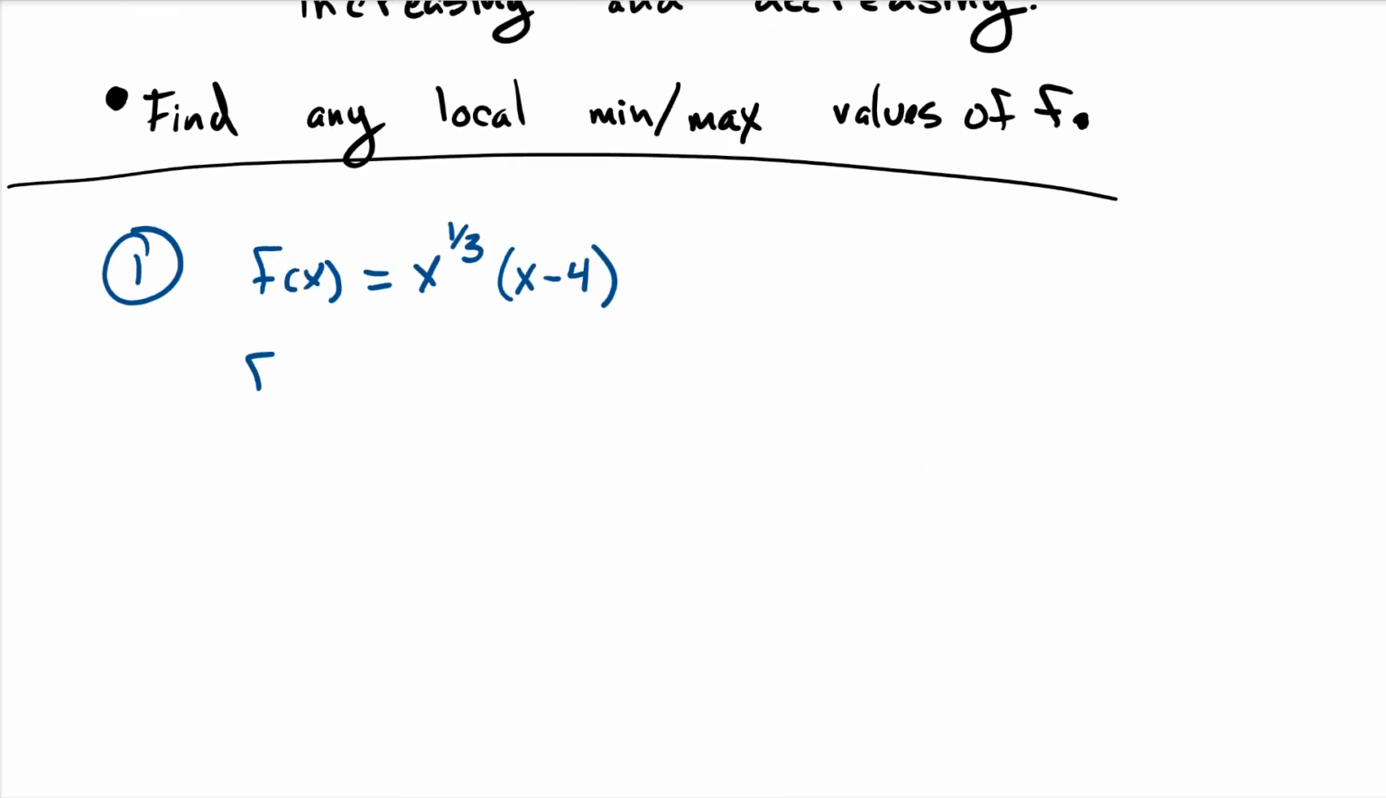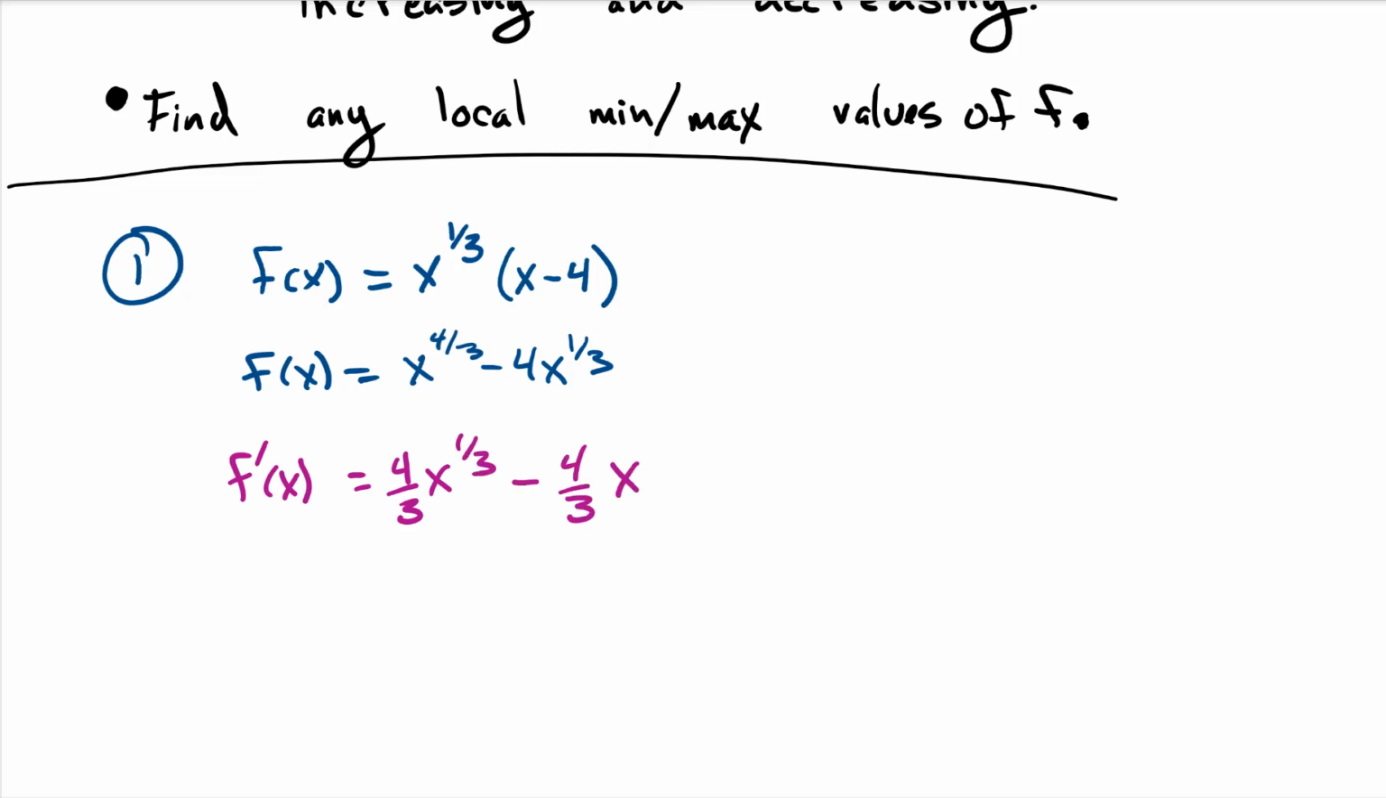I don't want to do a product here, so let's just do a little bit of algebra, bring it in, and we get x to the 4/3 minus 4x to the 1/3. Now let's take a derivative. We take a derivative on this, and we're going to get 4/3 x to the 1/3 minus 4/3 x to the negative 2/3.